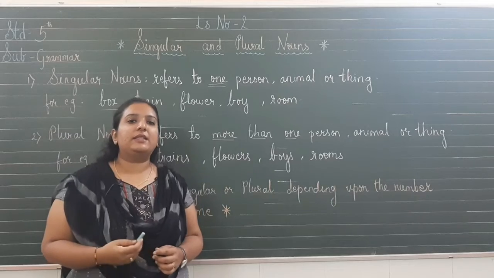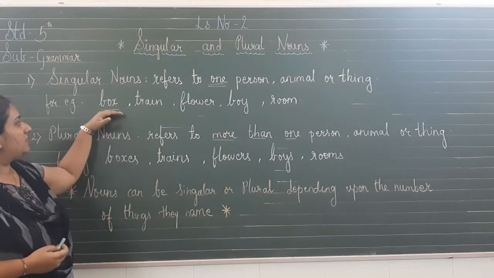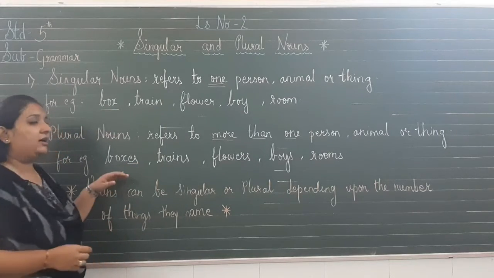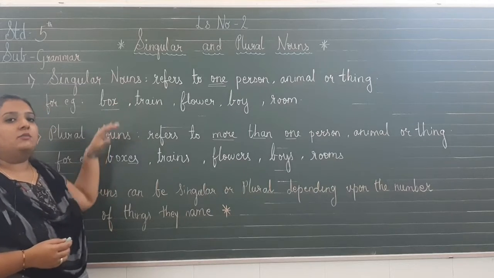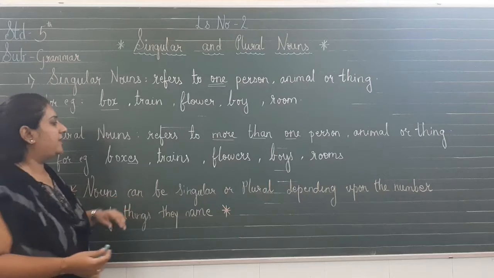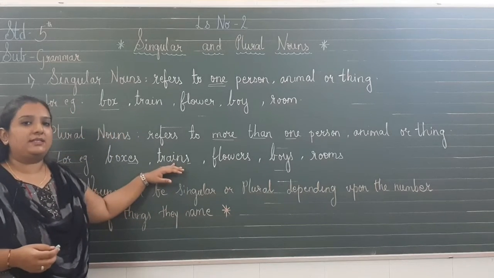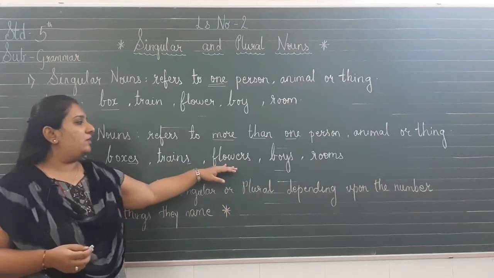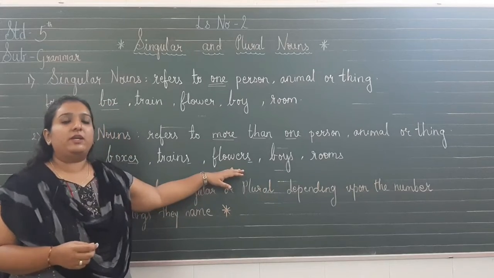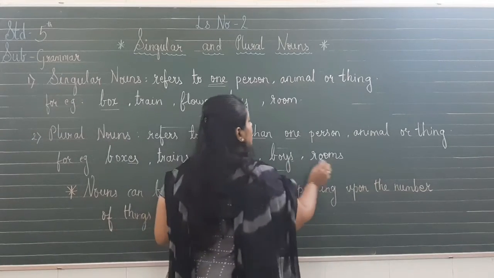Now let us have a look at the examples of plural noun. First, boxes. Here box is singular noun, but if I add es at the end of the word, it becomes boxes. So box, boxes. So boxes is a plural noun. Same way goes with trains. I have just added s at the end of the word. So train will become trains in plural noun. Flowers. Here also I have added s at the end of the word. So flower becomes flowers in plural noun. Same way goes with boys and rooms.